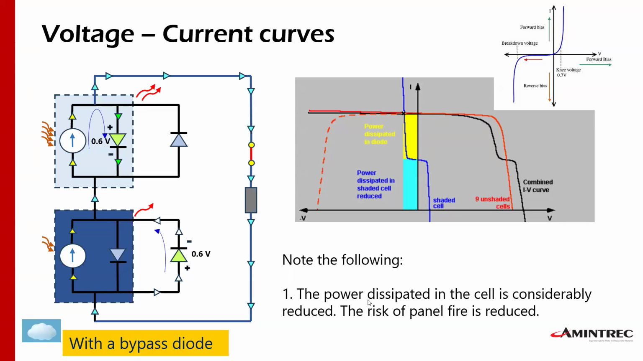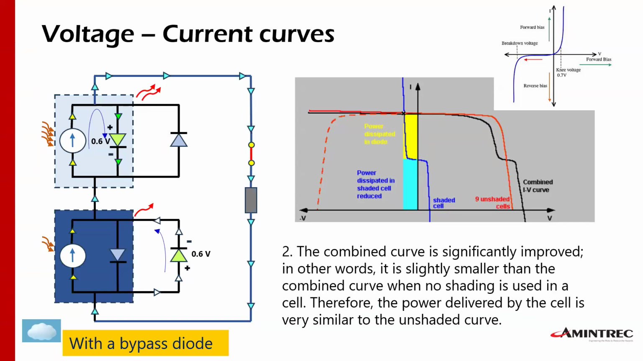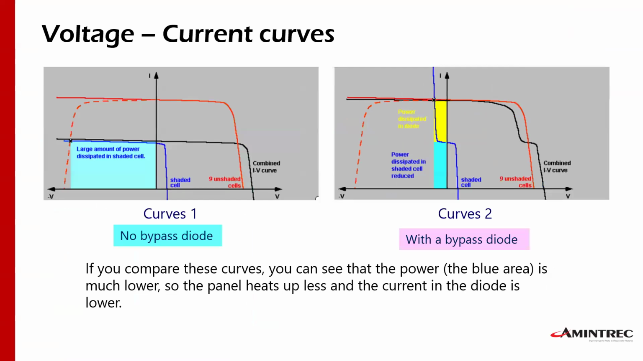This is what I'm writing here. Number one, the power dissipated in the cell is considerably reduced. The risk of panel fire is reduced as well. Number two, the combined curve is significantly improved. In other words, it is slightly smaller than the combined curve when no shading is used in a cell. Therefore, the power delivered by the cell is very similar to the unshaded curve. And that can be observed in these two curves.